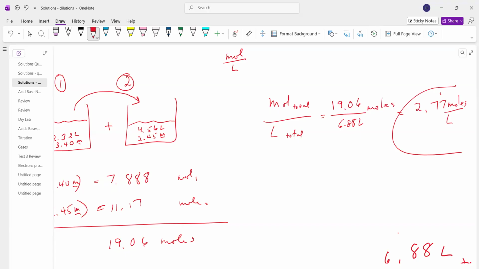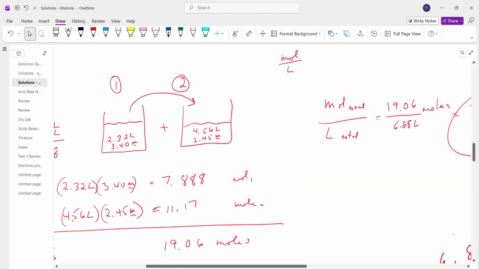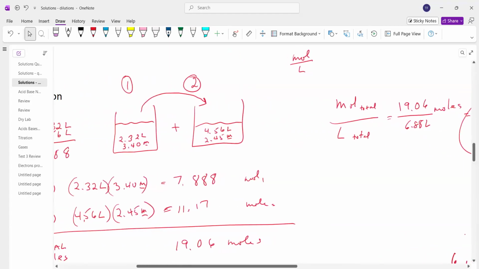So does this make sense? Okay, so if I take a 3 molar solution and dump it into a 2 molar solution, the new concentration is going to be something in between 3.4 and the 2.45. Can't be outside of that. Got to be within it. We ended up with 277, right? Yeah, 277. So that falls within that range.